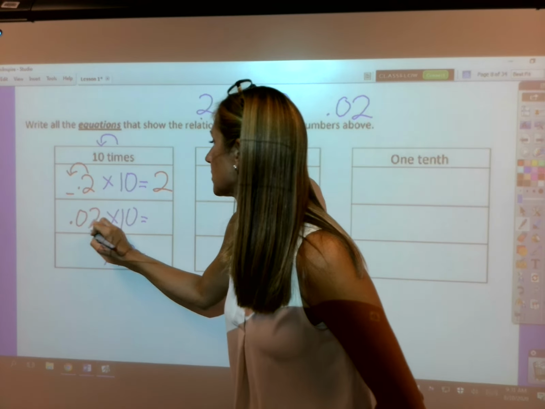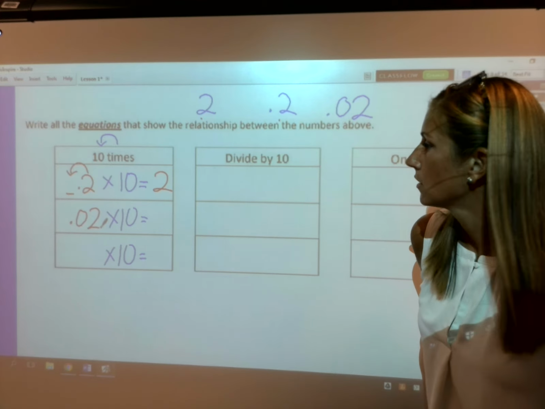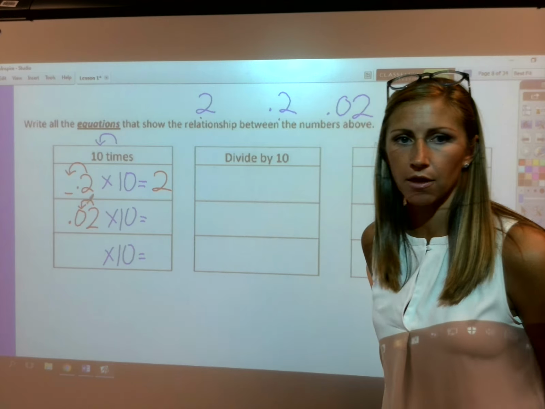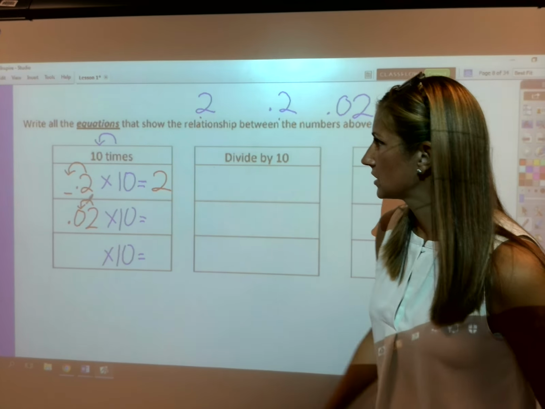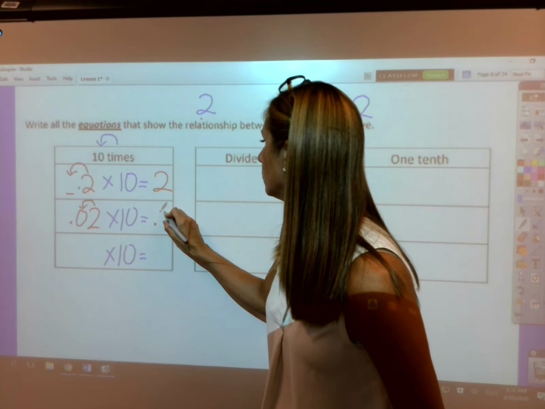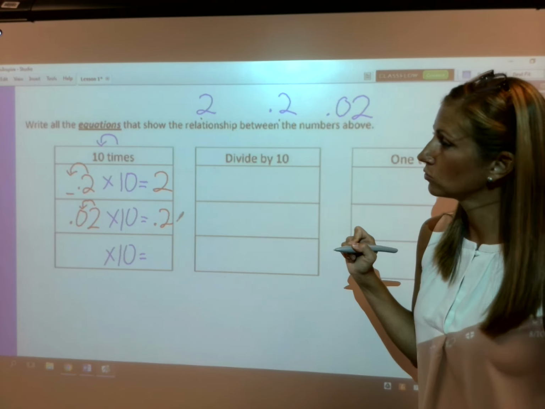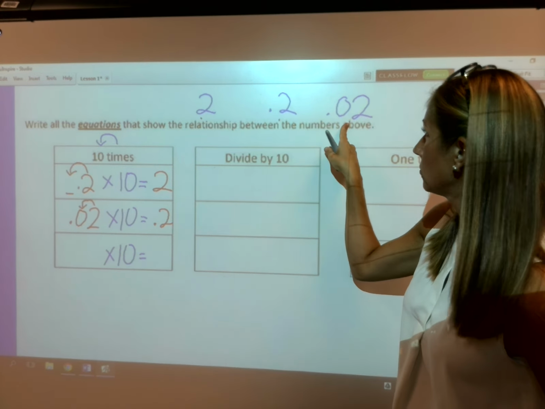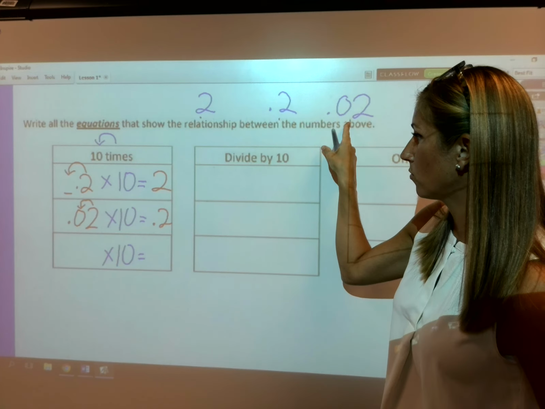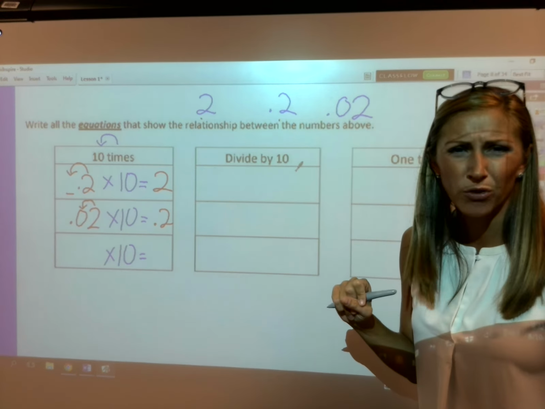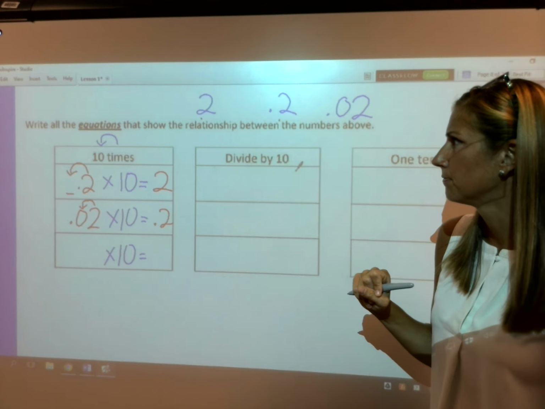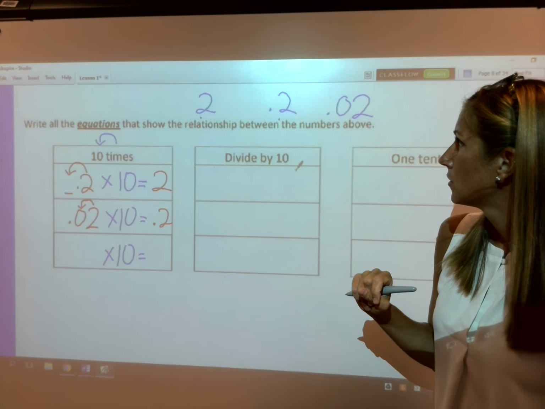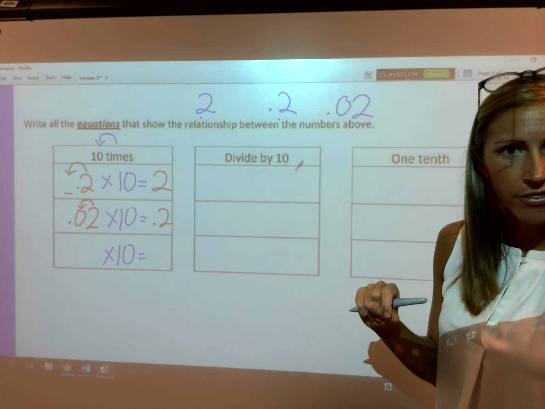So what is that? 2. That's 2 hundredths. If that moves once to the left, what do we get? This times 10. We get 2 tenths. All right. So we used them. We used 2 hundredths and then we got 2 tenths. There's one more relationship. What could it be? Could we have another one?